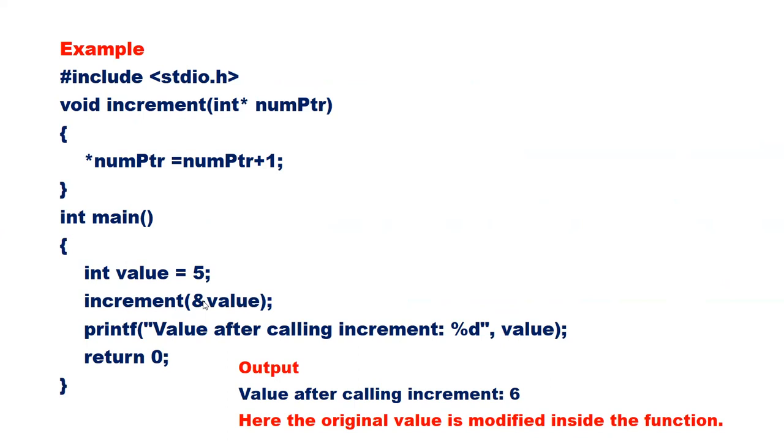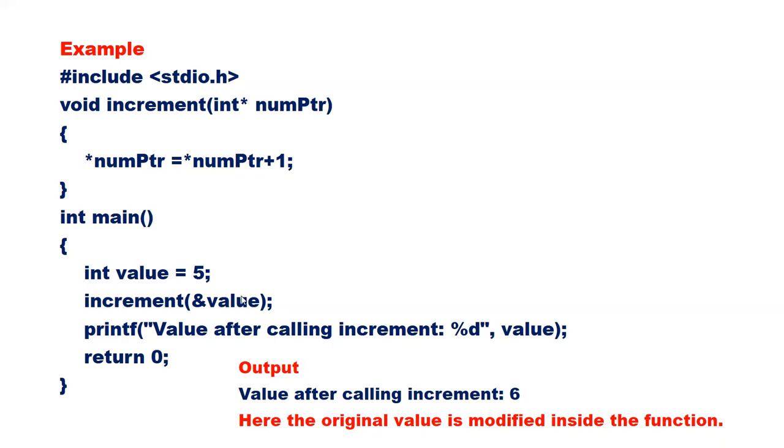Here, we are passing the address of the actual argument. So that is why we pass ampersand value to the function. Since we are passing the address, the formal argument will be a pointer. So star num ptr equals star num ptr plus 1. That means here we are pointing to the variable value. The content of value will be incremented by 1. Here star ptr represents the content of the variable value.